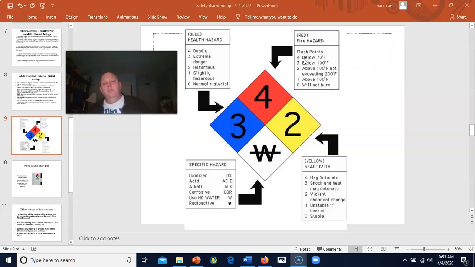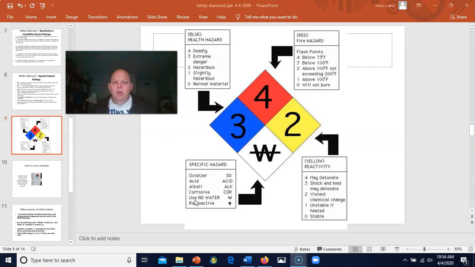Now, we go from the flammable to the chemical stability, the reactivity. Now, that's a 2. It's a violent chemical change, possibly. Now we go to the special hazards. Notice that W with the bar through it. Guess what it says? Use no water. Oh, right.